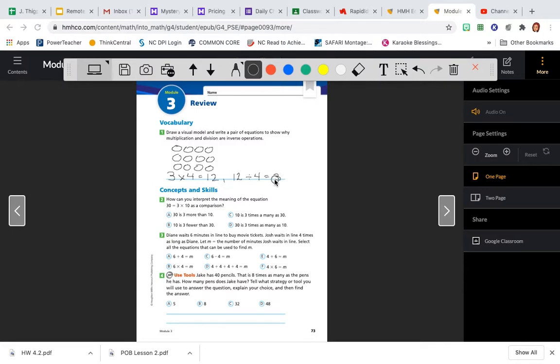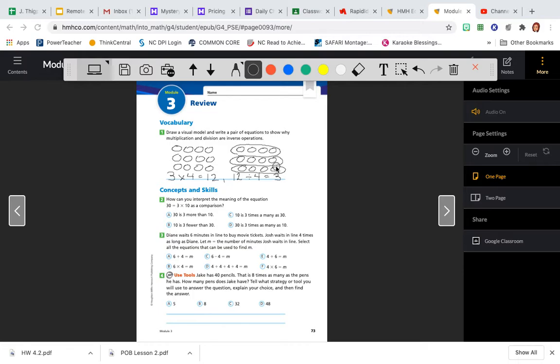Now I'm going to create my visual model. So I'm going to draw the same array. Now, if I leave it like that, it's still representing 3 times 4. I need to show 12 divided by 4. So to do that, I'm going to say that I have 4 in each group. So I'm going to divide those up into 3 groups. That will show 12 divided by 4 equals 3. All right, let's look at number 2.